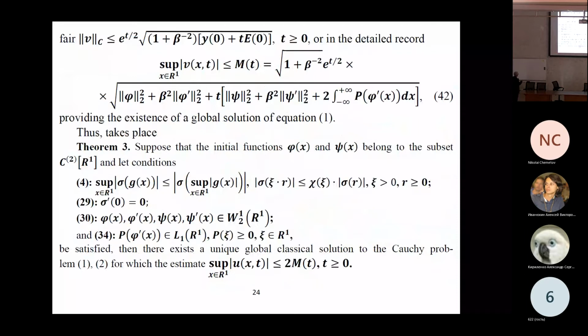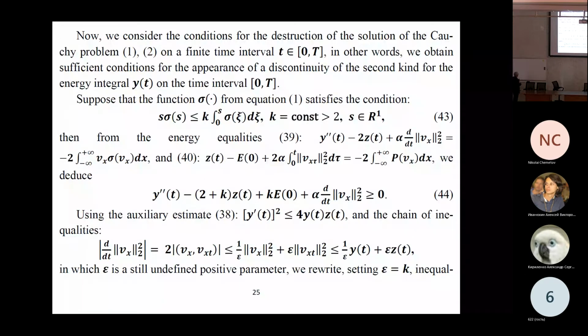Мы рассуждения проводили до теоремы для уравнения 28, и здесь была оценка для решения уравнения 28 через m(t), а тогда решение уравнения 1 оценивается через 2m(t). Далее рассмотрим условия разрушения решения задачи Коши 1, 2 на конечном временном промежутке. Предположим выполнение условий 43. Здесь k — это некоторая постоянная, большая 2. И учитывая ранее выведенные энергетические равенства 39 и 40, получаем дифференциальное неравенство 44.